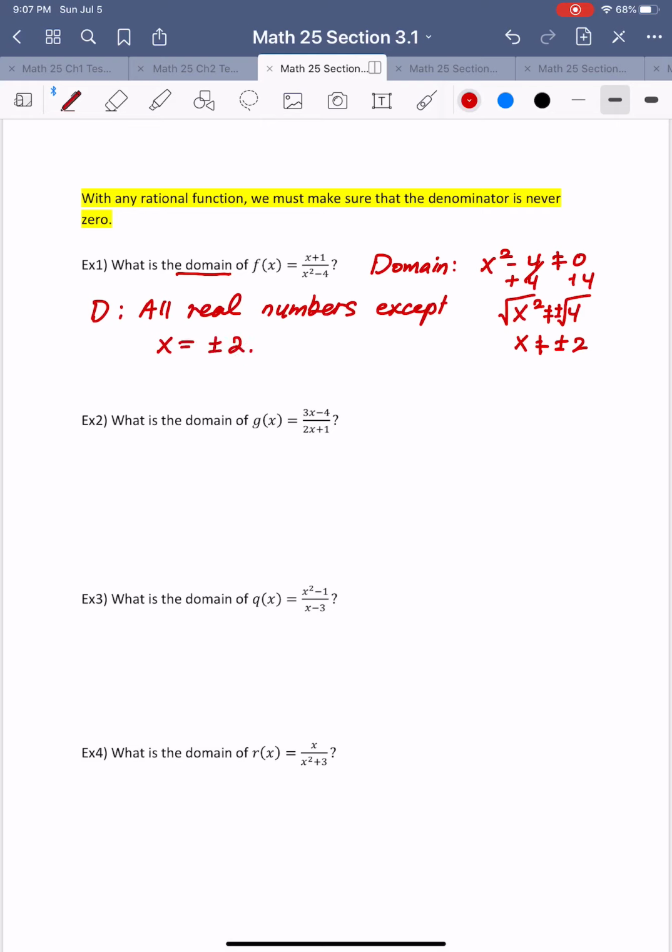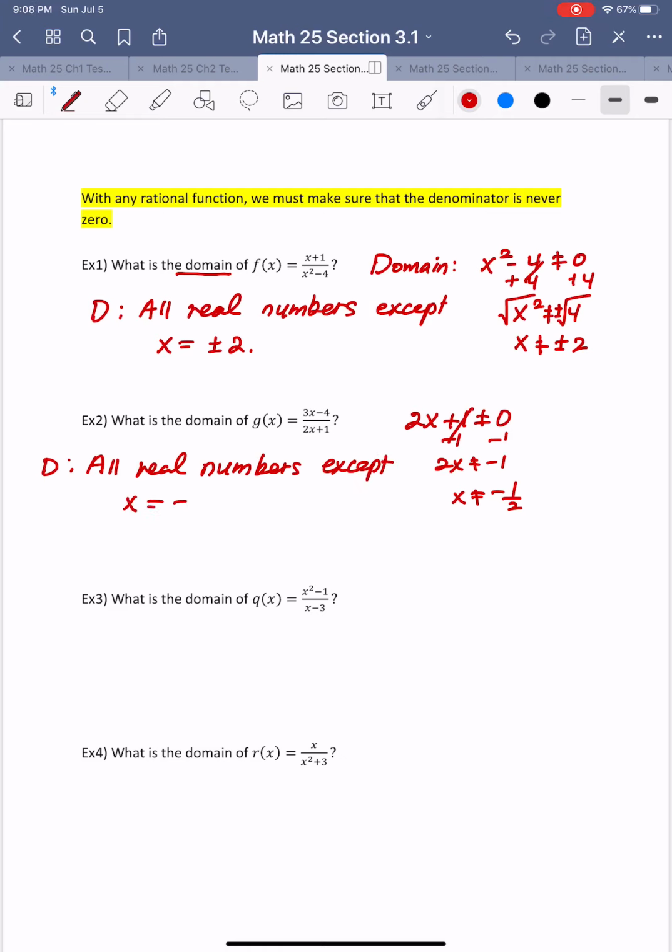So all real numbers are fine except 2 and negative 2, because 2 and negative 2 will become the undefined case. What is the domain for the g function this time? We need to set 2x plus 1 equal to 0 and solve for x. That means 2x equals negative 1, divided by 2. So the domain is all real numbers except x equal to negative 1/2. What is the domain for the q function? Same thing.